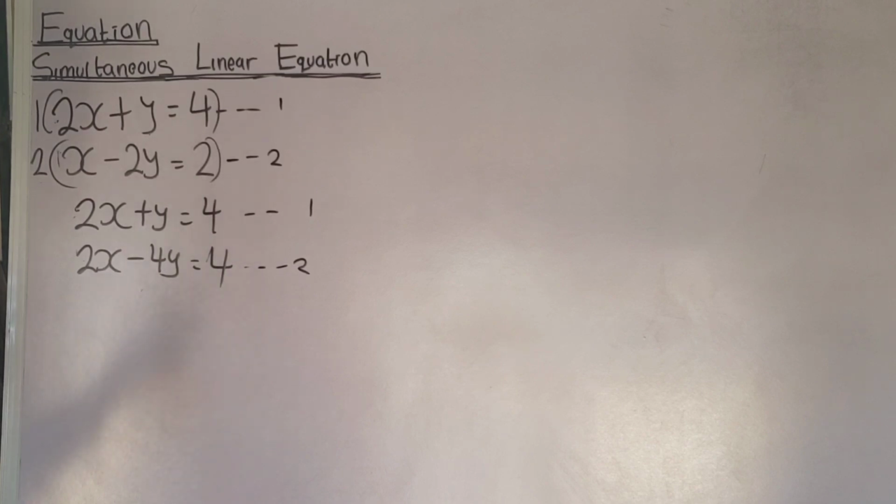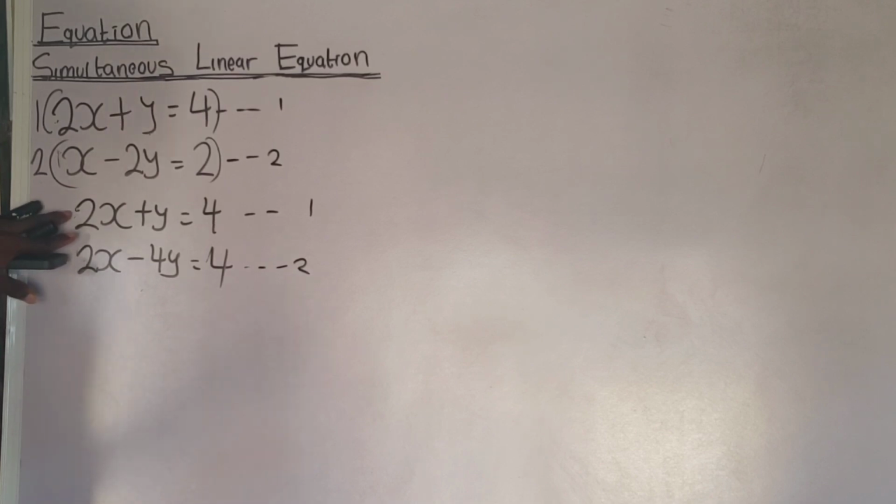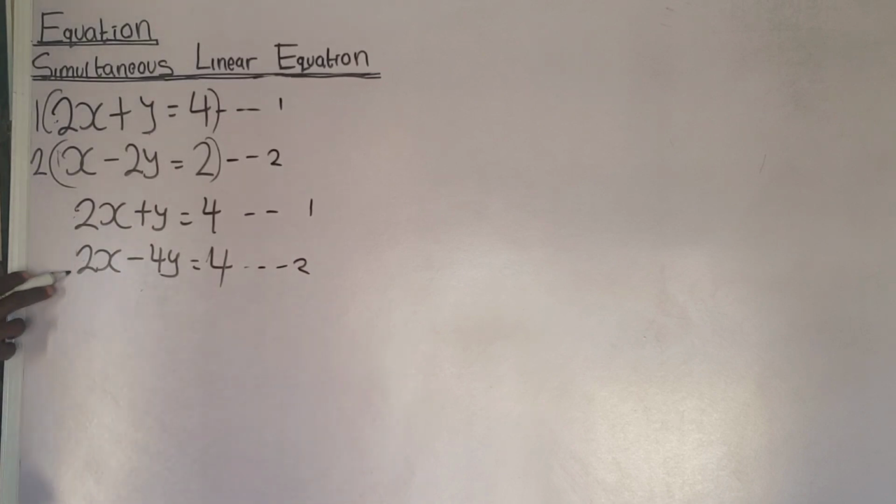I'm going to subtract equation 2 from equation 1. And the reason I'm subtracting is because the signs are the same. The sign of the coefficient of x in equation 1 is the same as the sign of the coefficient of x in equation 2. If I added both equations, I would not eliminate x, and my aim is to eliminate x. So I'm going to subtract equation 2 from equation 1.